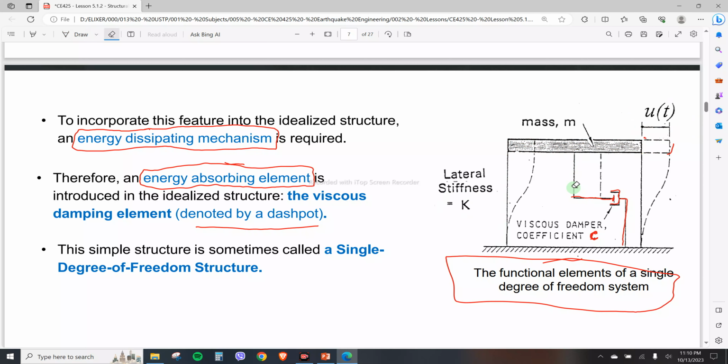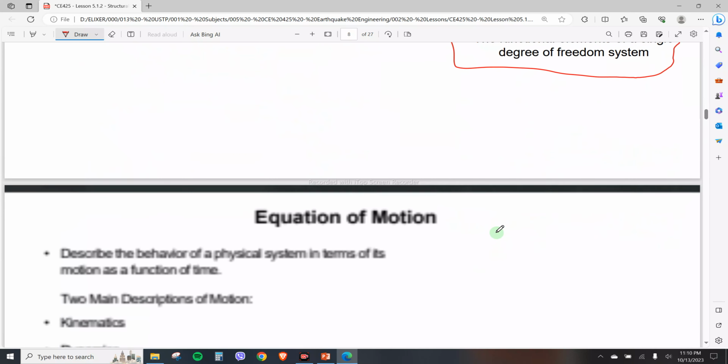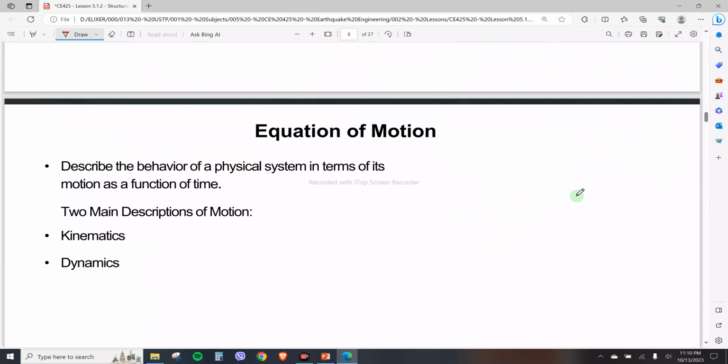Going back to the idealized structure, if you notice, there are hidden lines here. These hidden lines denote the displaced structure, the displaced column. Then this one, the displaced damper. Okay, now on to the equation of motion.